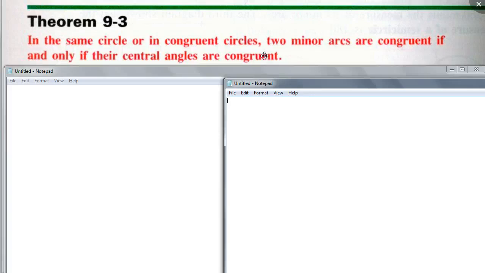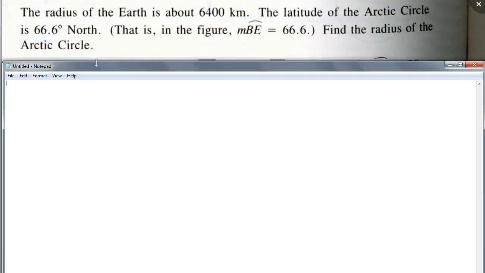So there's that theorem. Let's do an example, using what we have learned so far. Here's an example. The radius of the Earth is about 6,400 kilometers. The latitude of the Arctic Circle is 66.6 degrees north. By the way, what does that mean? Does anybody know how to figure out the latitude?